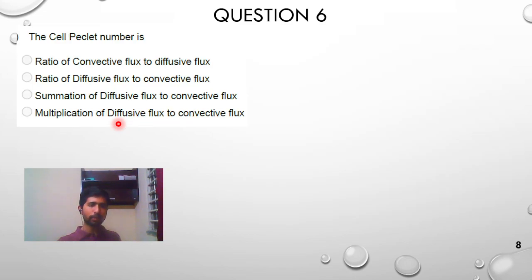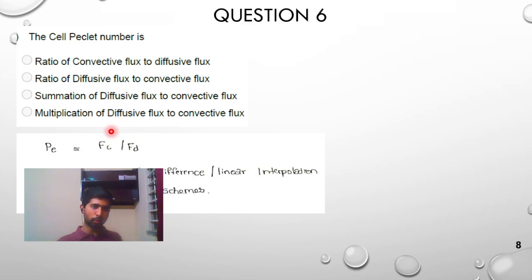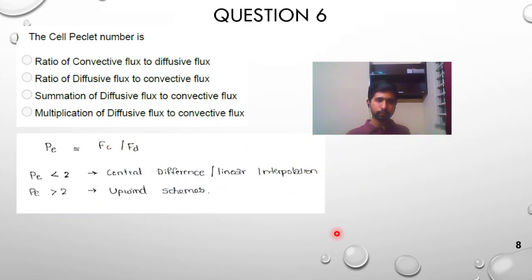Now coming to the cell Peclet number, which Siva had already asked a question about. We will slowly move into it. So what is the cell Peclet number? The cell Peclet number is a ratio of what and what? I have already discussed this during the revision, I think. Yeah, it should be the ratio of the convective to the diffusive flux.